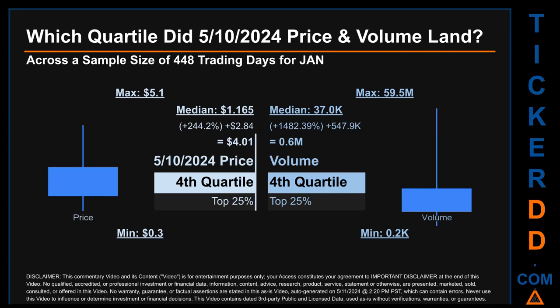Descriptively, JAN has a median price of $1.165. Therefore, the 10th of May 2024 price was higher from that middle marker by 244.2%. The day's volume of 0.6 million was more than the median by 1,482.39%.